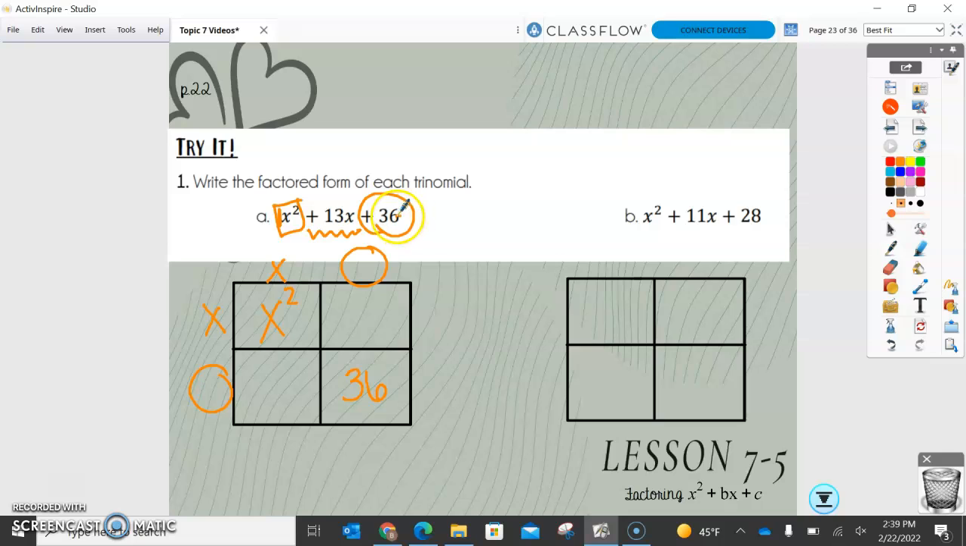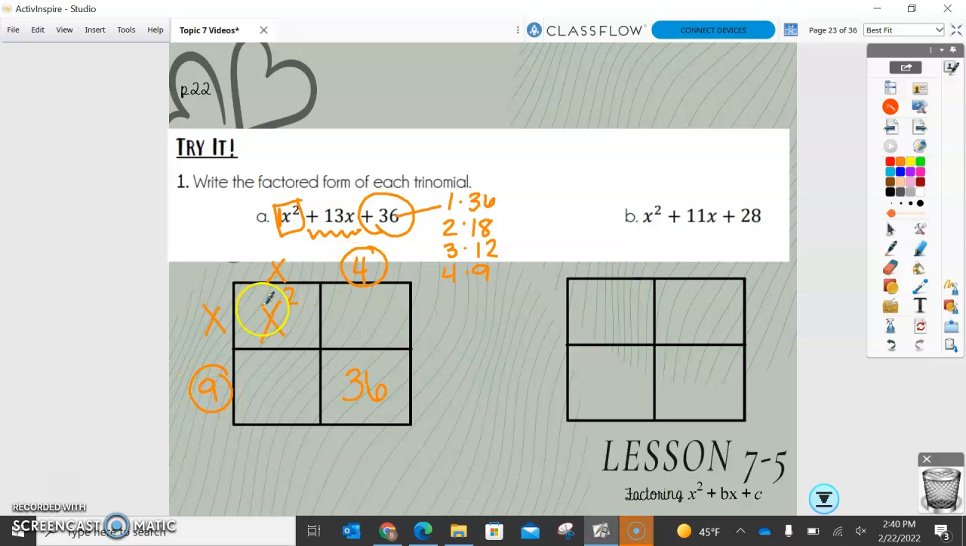So this requires you to think of what multiplies to 36. 1 times 36, 2 times 18, 3 times 12, 4 times 8. Wait, no, hold on. Just kidding, bad math. 4 times 9, that is. Okay, but wait, what if 4 times 9 makes 36? I wonder what 4 plus 9 is.